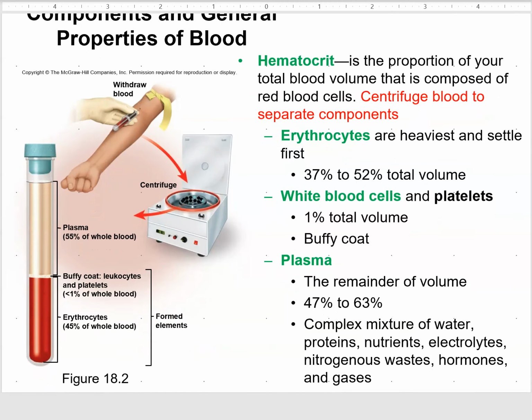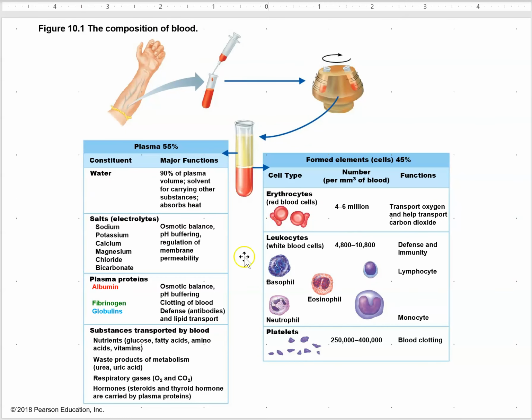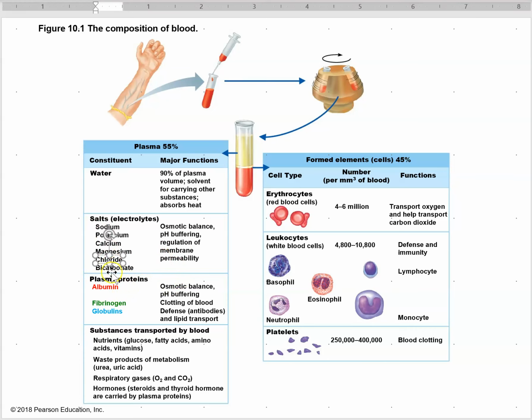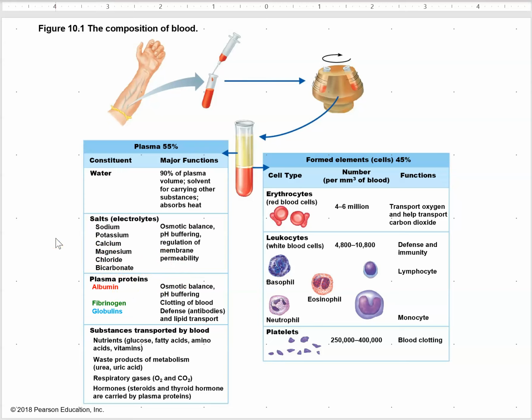Now if you look at plasma, okay, I missed this slide. So right here you see the different composition of plasma. Plasma consists of mainly water. Then it has a bunch of electrolytes for maintaining homeostasis. Electrolytes mainly include sodium, potassium, calcium, magnesium, bicarbonate, which comes from CO2, and the buffer, which is a bicarbonate buffer. Then chloride. All of these together help in maintaining osmotic balance in the blood.